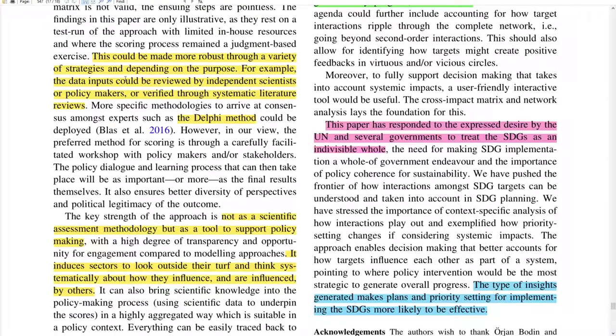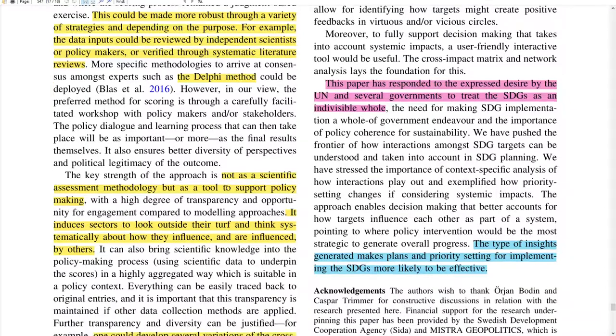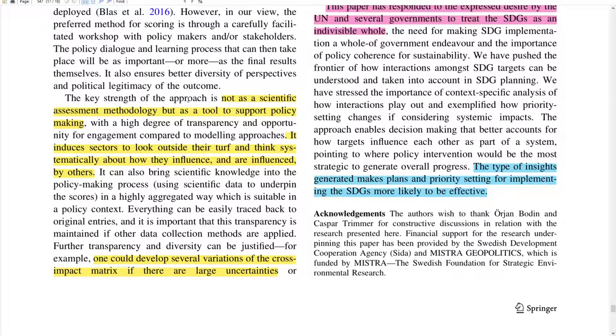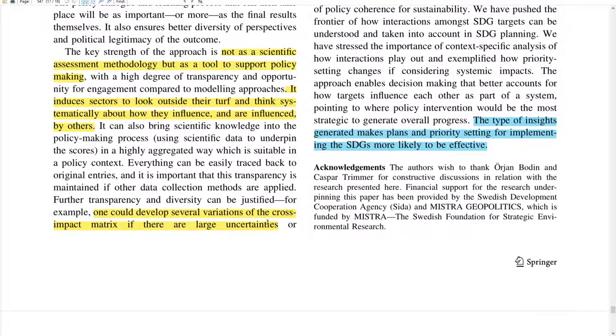But again, these experts and independent scientists and such, they could have some conflicts. So there are more specific methodologies to arrive at a consensus among experts, such as the Delphi method. But they have some other solutions there.